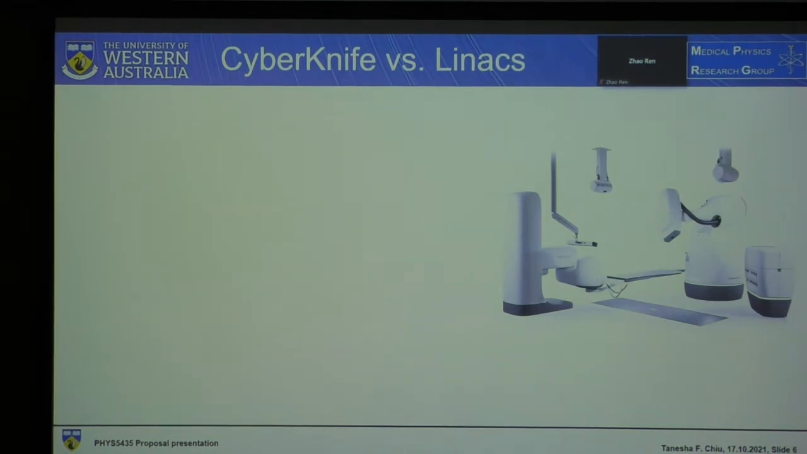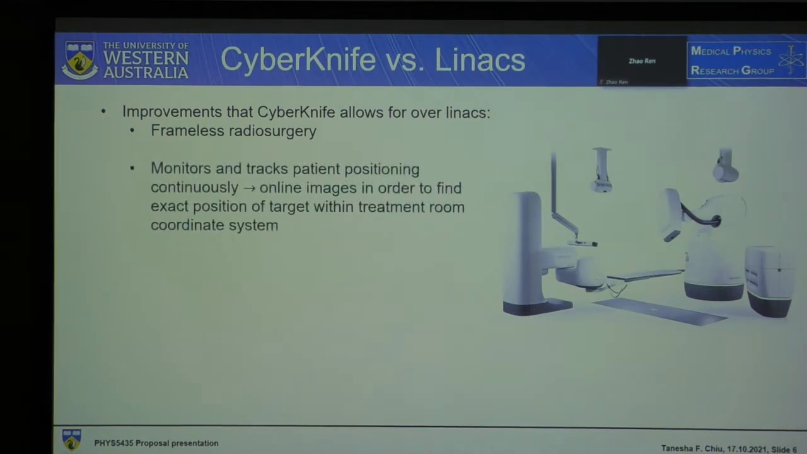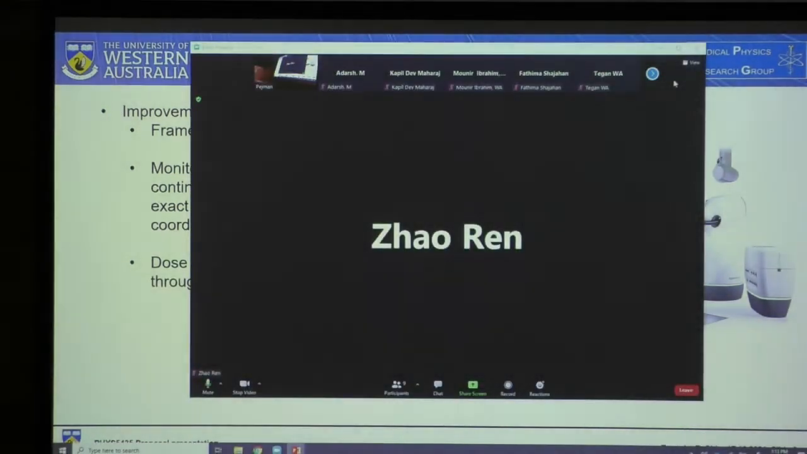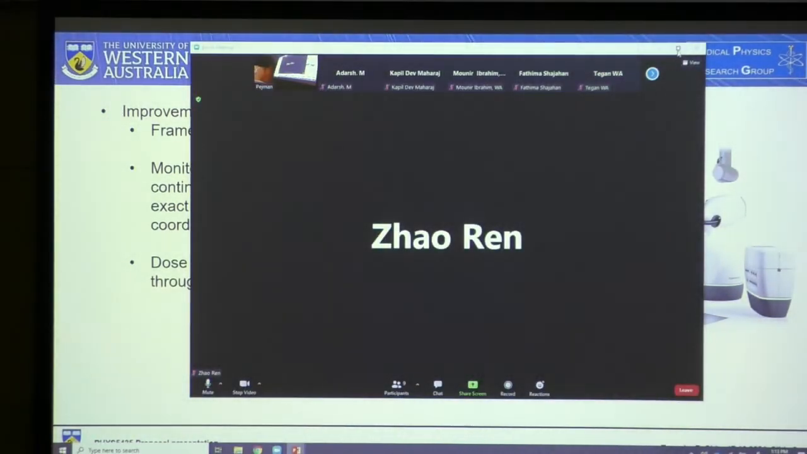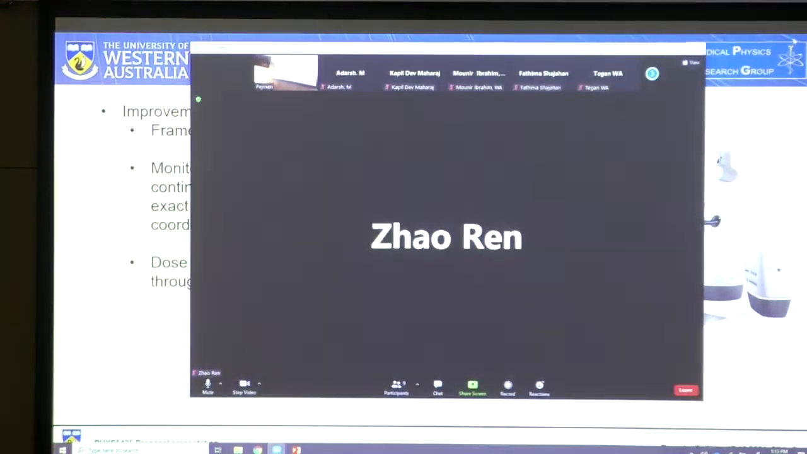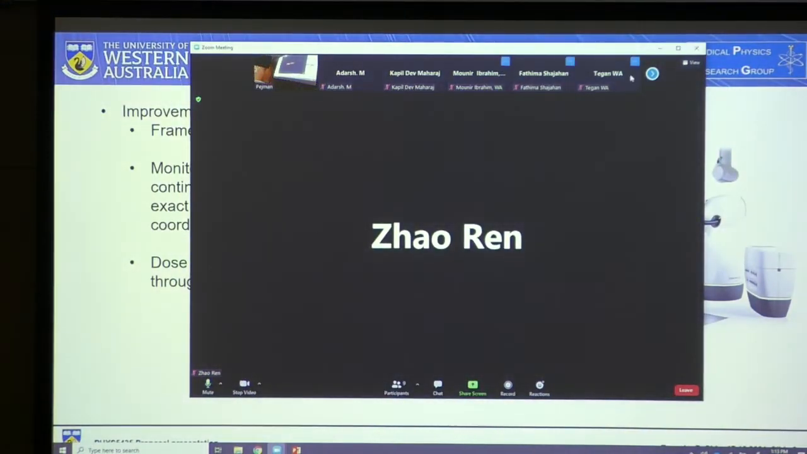So, an overview of CyberKnife versus linacs. What are the improvements that CyberKnife allows over linacs? Frameless radiosurgery. It can monitor and track patient positioning continuously through the use of online images in order to find the exact position of the target within the treatment room coordinate system. The dose delivery accuracy is in the order of around 1 millimeter, and this is done through image-guided systems.